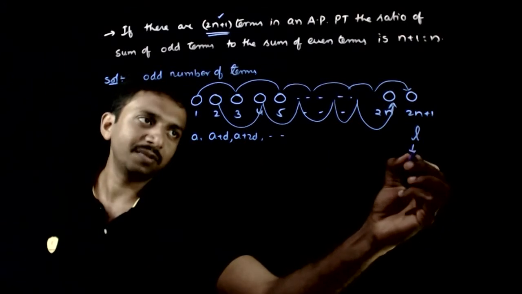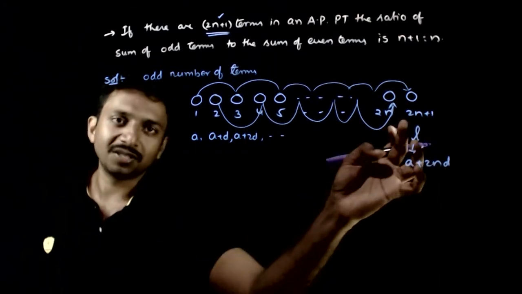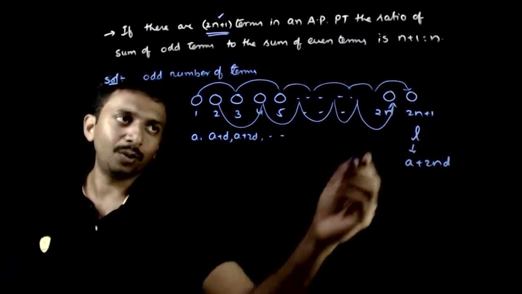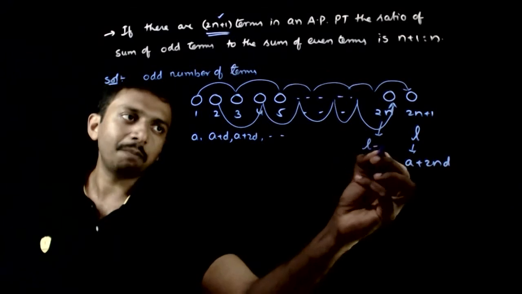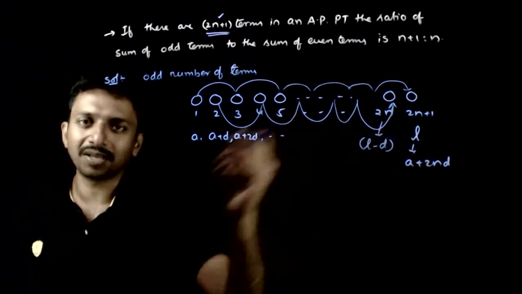L is equal to A plus 2n times D, because this is the 2n plus 1th term. A plus 2n plus 1 minus 1 into D. This will be L minus the last term minus the common difference. One difference is less.